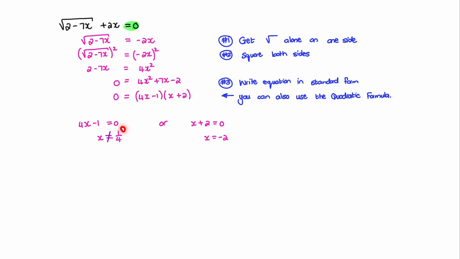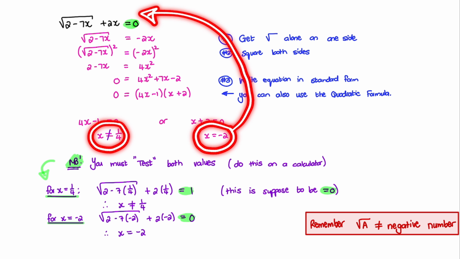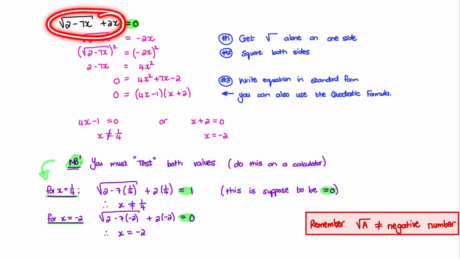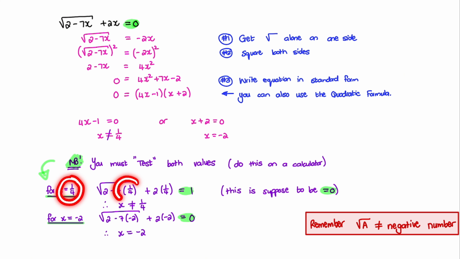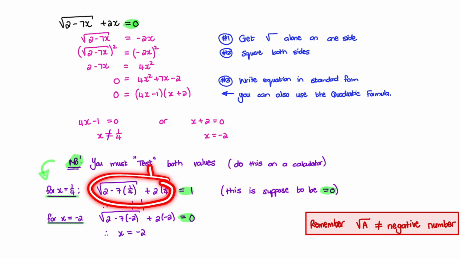Now you would notice that one of the x values I actually reject. The reason why we do that is we need to test these x values in our original equation to see if it satisfies the equation. So if I take x is equal to a quarter and I substitute it into the place of x in my original equation, I see that that is equal to 1. But can you see that the result is supposed to be equal to 0? So the left-hand side is equal to 1, and this is not equal to 0. Therefore, x cannot be equal to a quarter.